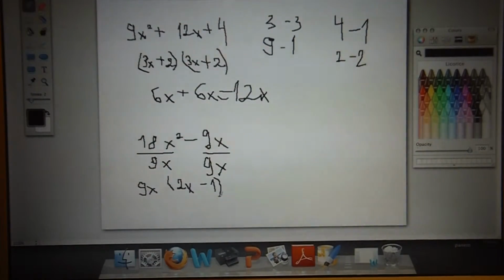Can we break it down any further? No, we cannot, because we do not have an equal sign here or anything. So this is your answer here. And you can check it by multiplying everything by 9x, and everything will come back together.